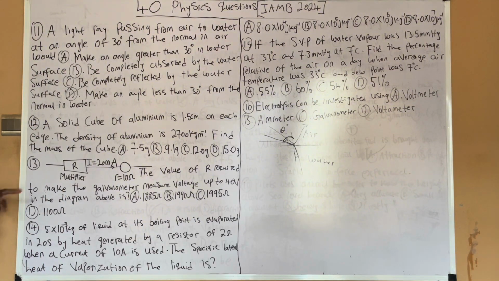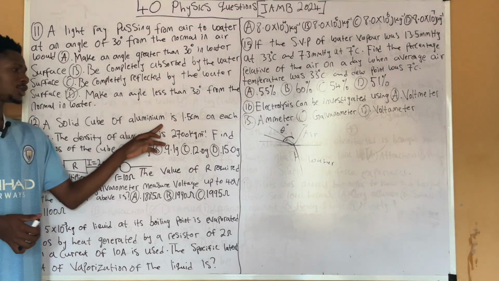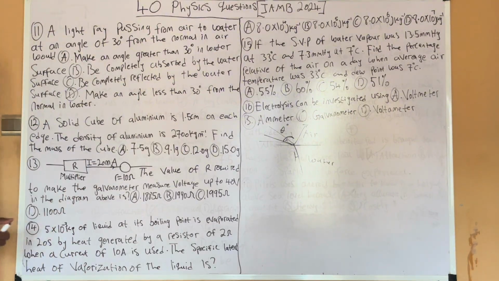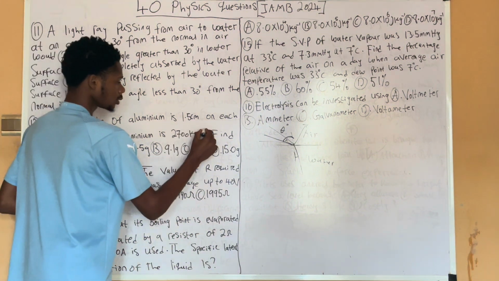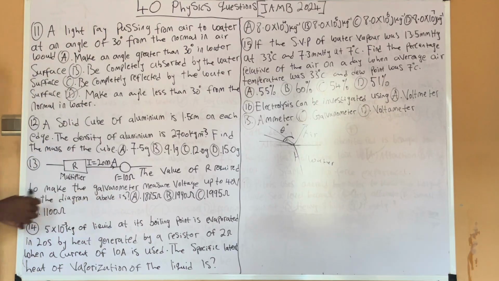Now question 12 says a solid cube of aluminium is 1.5 centimeter on each edge. The density of aluminium is 2,700 kilograms per meter, which should be per meter cube. Find the mass of the cube. That's what we're asked to find.